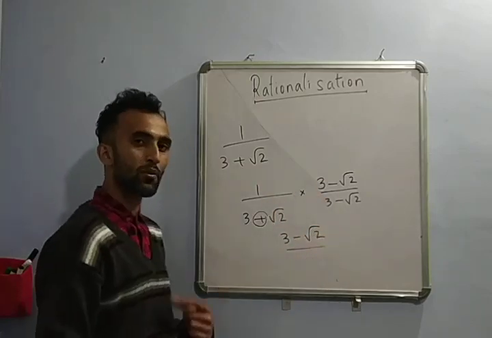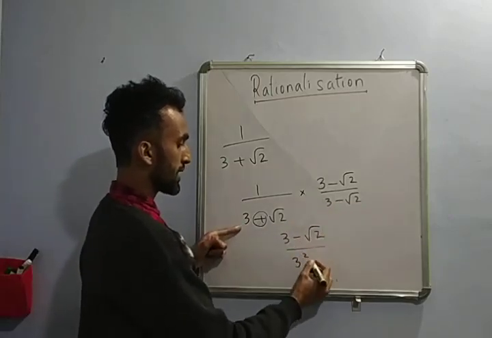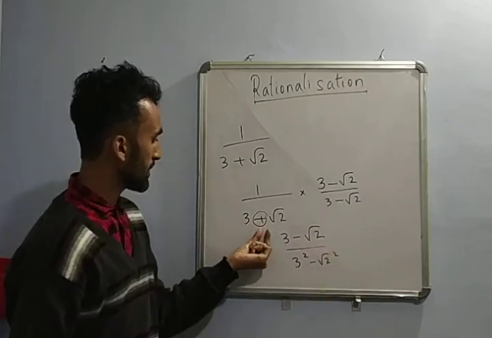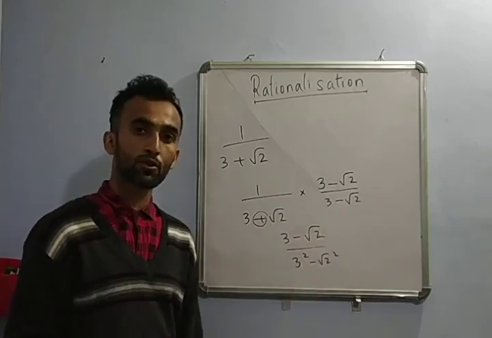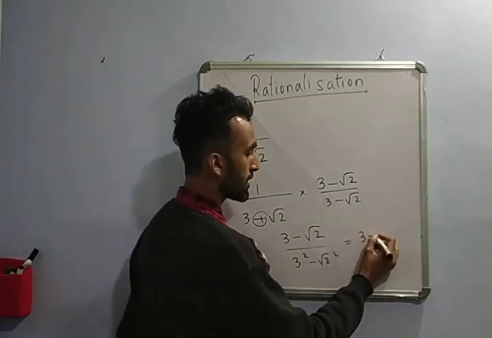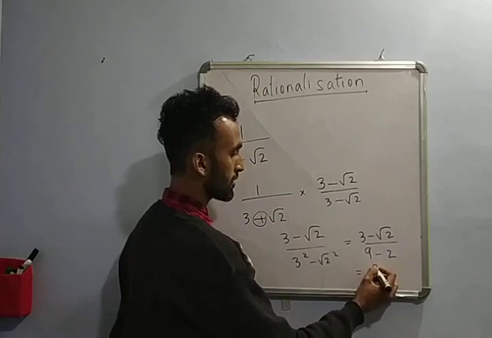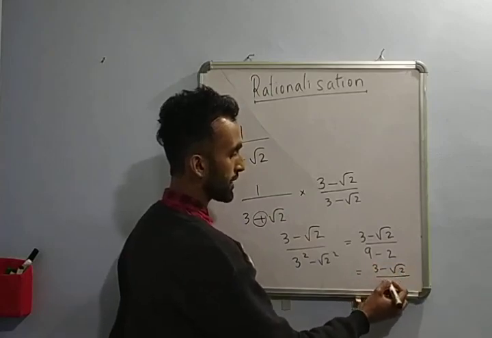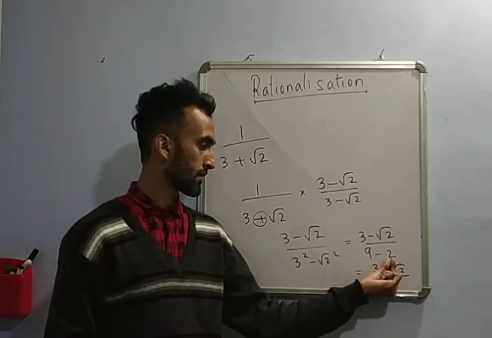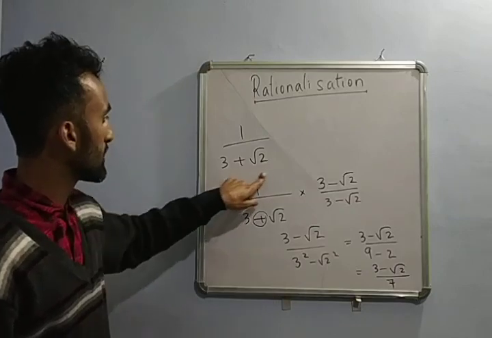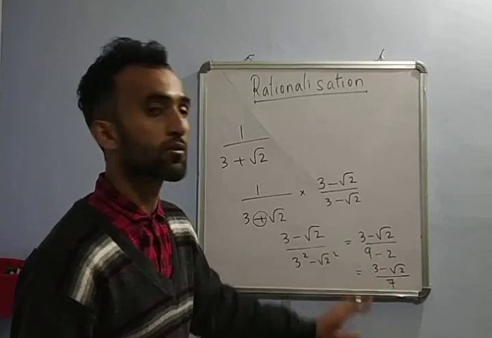Now you check, in the denominator one identity is forming: A plus B into A minus B is A square minus B square. Numerator same, 3 minus root 2. Denominator becomes 9 minus 2. So 3 minus root 2 divided by 7, because root 2 square is 2. Earlier the denominator was an irrational number. Now it becomes 7, which I converted to a rational number. So this is called rationalization.